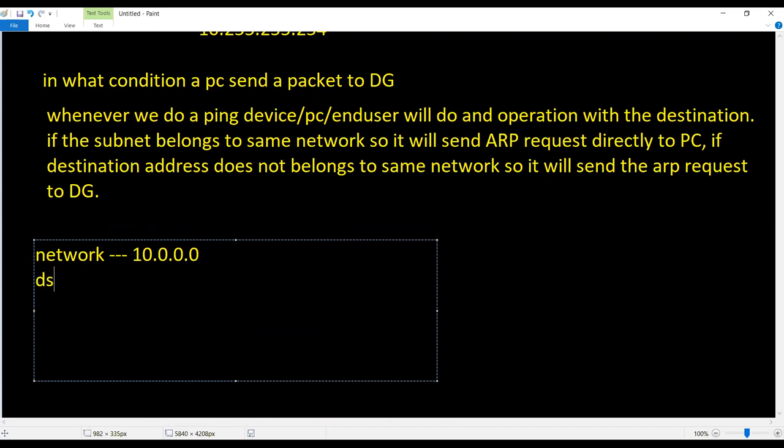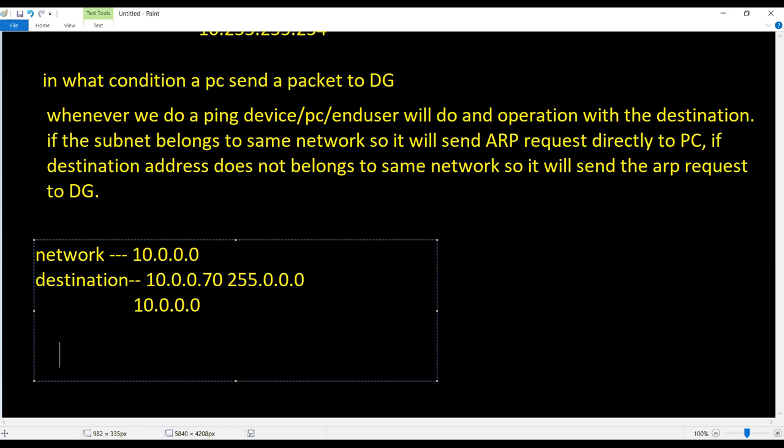Now the destination. The destination address I have configured over there was 10.0.0.70. It will think, right now I don't have any mask for this destination address, so I will consider the default mask. The default will be 255.0.0.0, right? Now it will find the network ID 10.0.0.0.